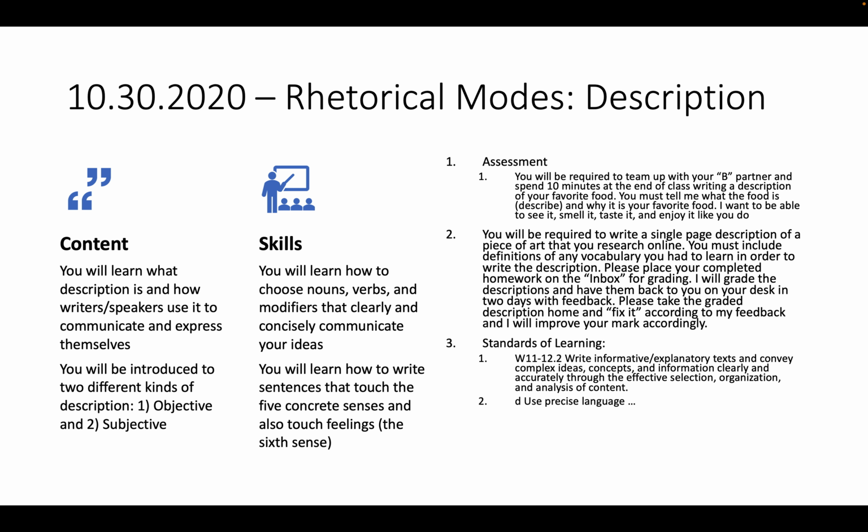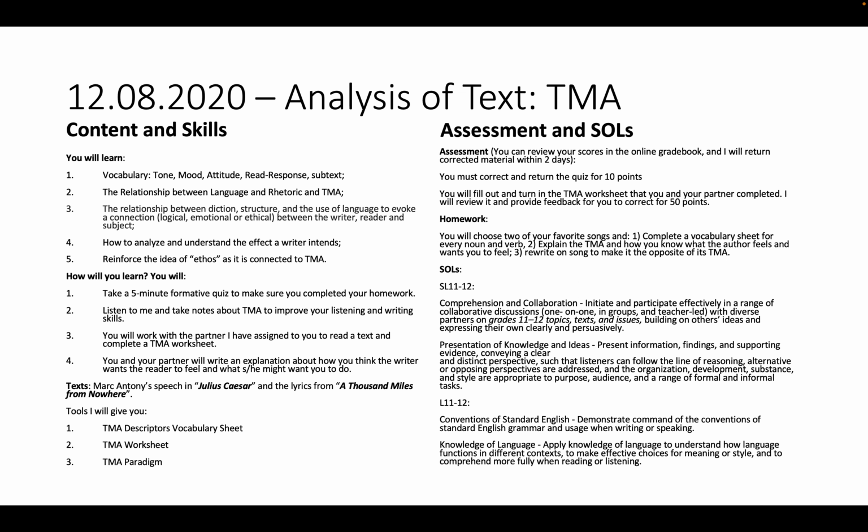Right here, this is an AP English class. We're going over rhetorical modes. We're going to go over the rhetorical mode of description. I want them to know that. You see that I've given them content. This is what they're going to learn. You see that I've told them the skills that they're going to acquire. You see that I tell them how they're going to be assessed. You're going to team up with your B partner, spend 10 minutes. They're going to be required to write a single page description of a piece of art that they research online. They do that at home. And the things that they must include. And then the standards of learning are right there below.